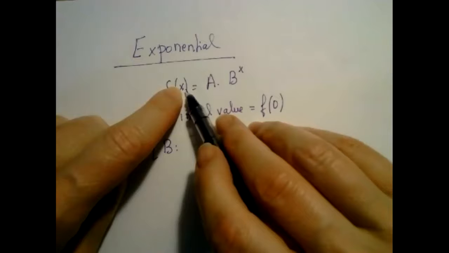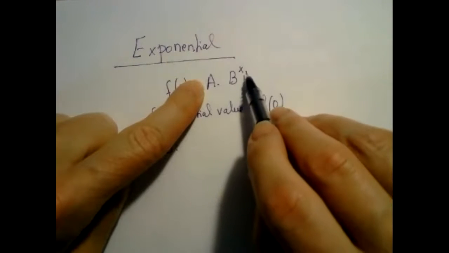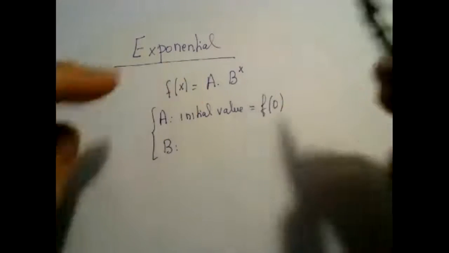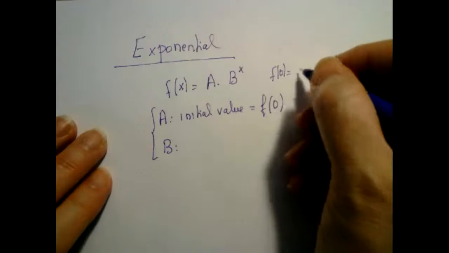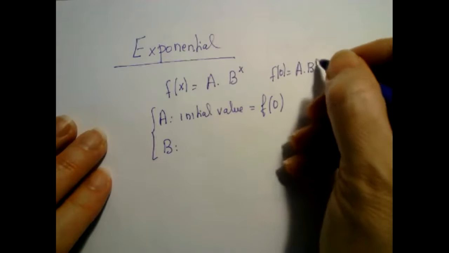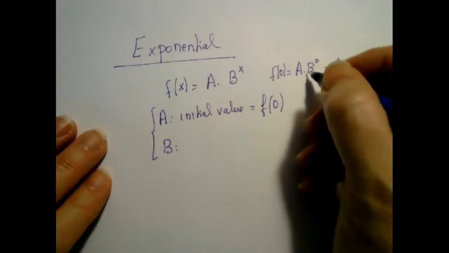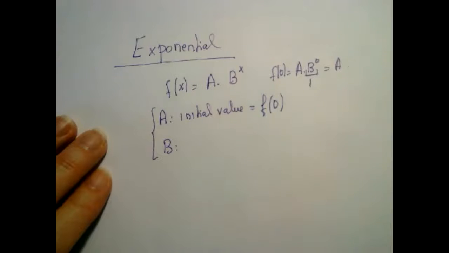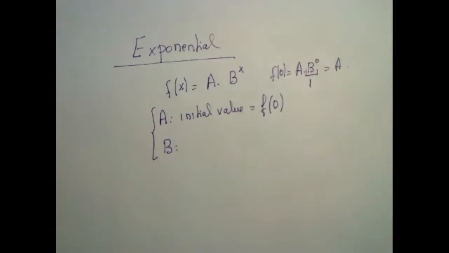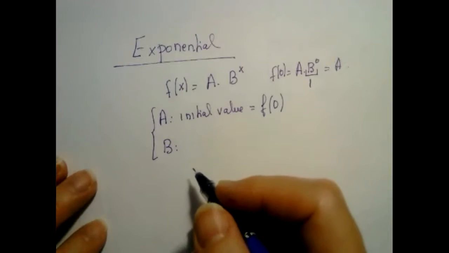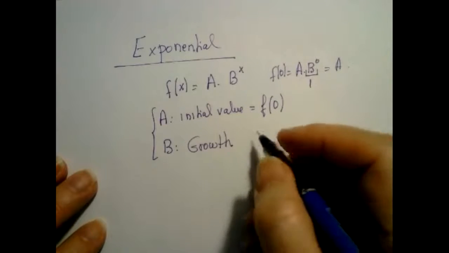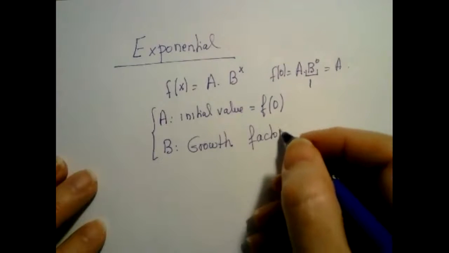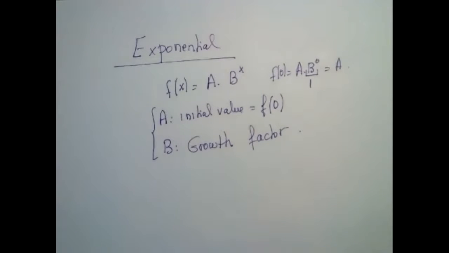So if I plug in 0 in here, it's a times b to the 0, and b to the 0 is 1. So a is f of 0, because let us notice here, f of 0 is a. I plug in 0 for x. Anything to the power 0 is 1. That's a. What did we call b quickly? We call b the growth factor. All right, that's what we call b.